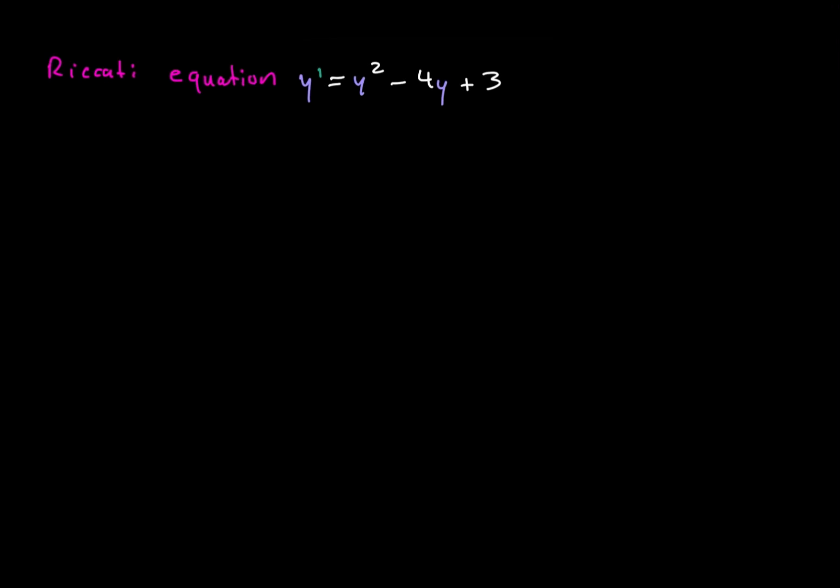Good morning, chaps. We solve the differential equation y prime equals y squared minus 4y plus 3. First, we recognize the type. We see a y squared term, so this is a Riccati equation.